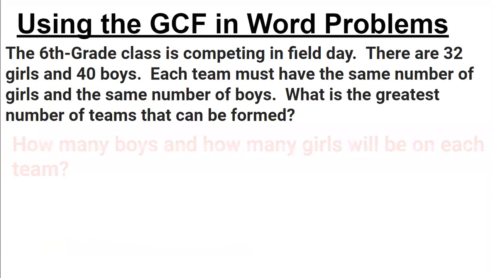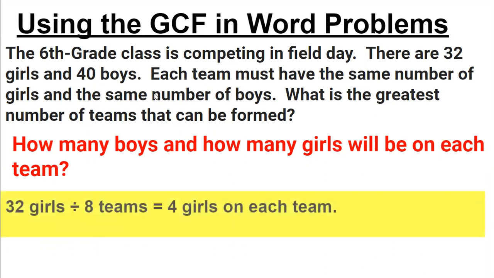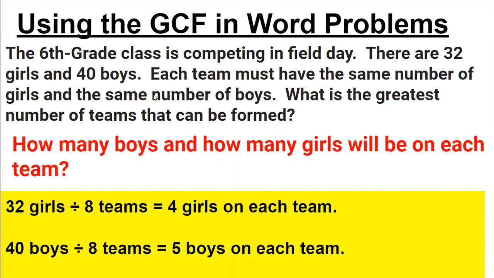Now we want to ask another question. How many boys and how many girls will be on each team? We decided 8 teams could be formed, right? So if you have 32 girls and you can have 8 teams, how are you going to divide those girls up on those 8 teams? Exactly, you're going to do 32 girls divided by 8 teams equals 4 girls on each team. See if you can do the boys. How many boys will be on each team? Pause the video. Okay, did you come up with 40 divided by 8 equals 5 boys on each team? Excellent job. Great work.